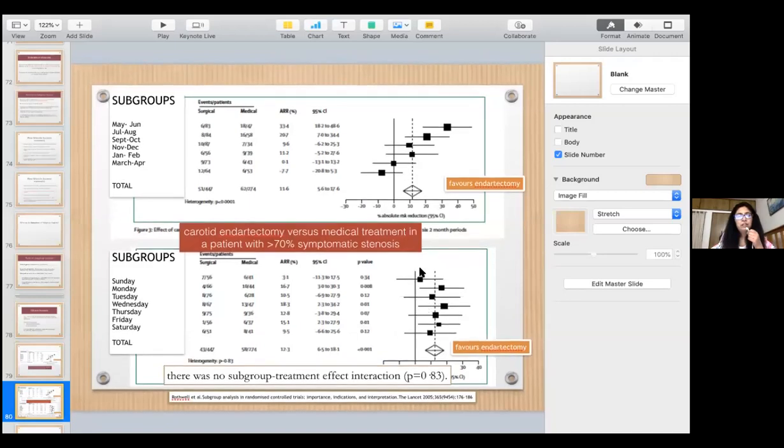And another thing is that there is no interaction. The term for interaction is not significant. So you don't need to look at each subgroup. You need to see whether the subgroup treatment effect interaction is significant or not, like whether one subgroup is different from the other.